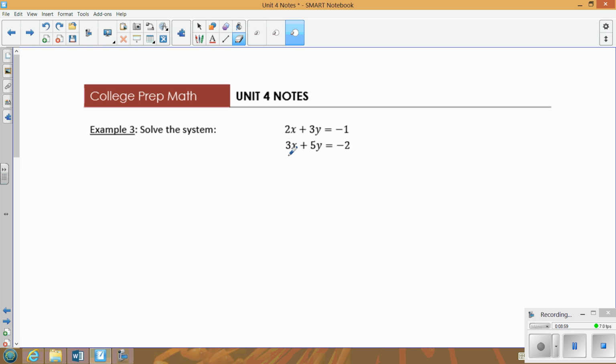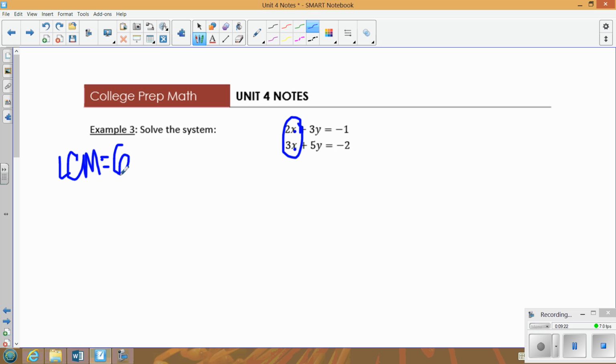So what we have to do is we have to first decide, well, what variable do we want to eliminate? So let's eliminate x's this time just because we haven't done it. And when I look at these, I have to figure out what's the common multiple between 2 and 3. So the LCM between 2 and 3 is going to be 6. 6 is the smallest number that I could use 2 and 3 to multiply to.